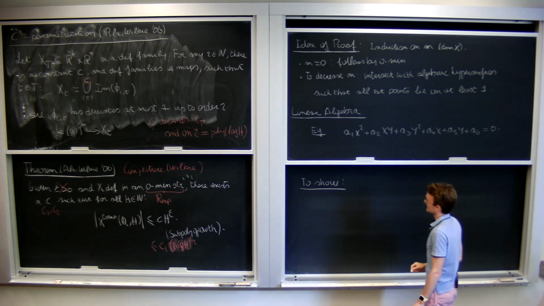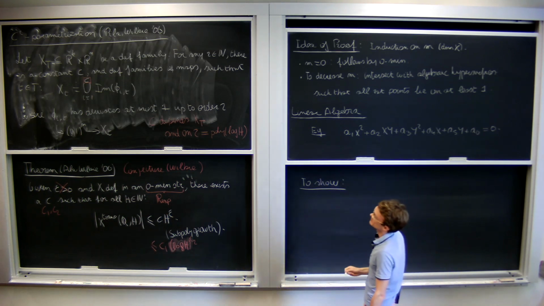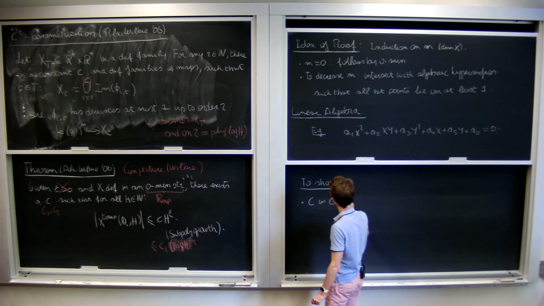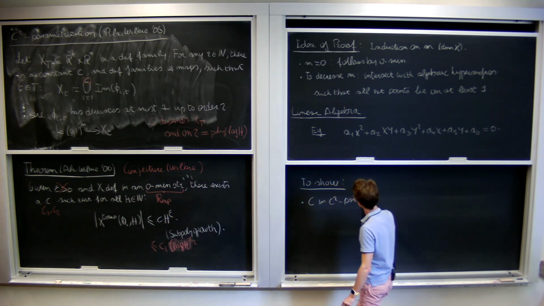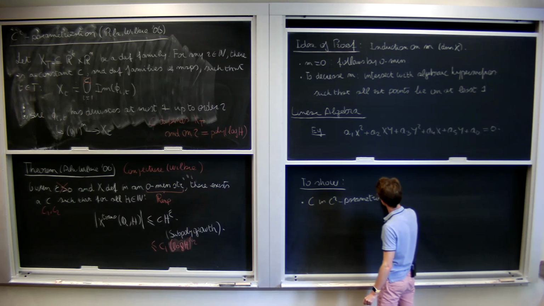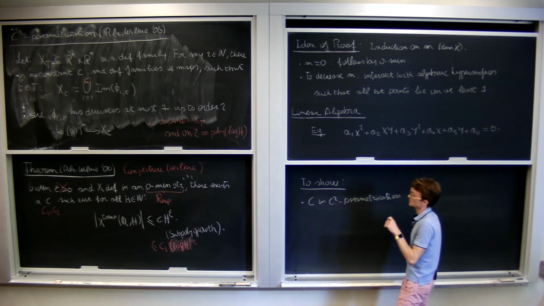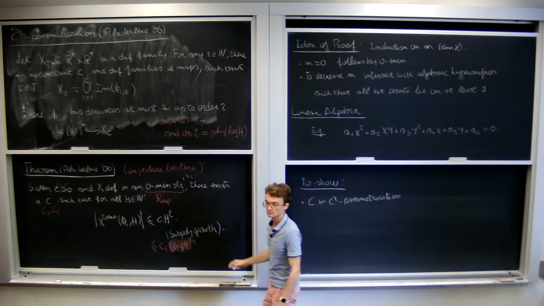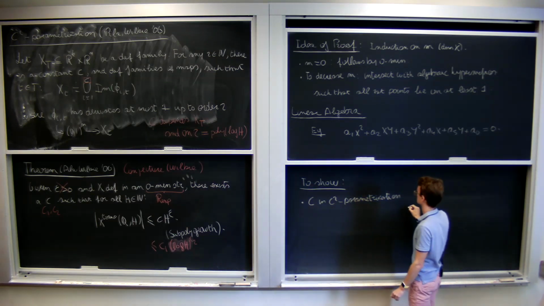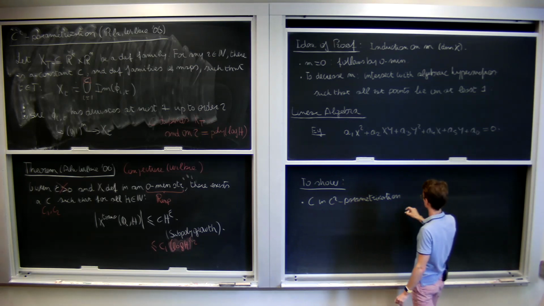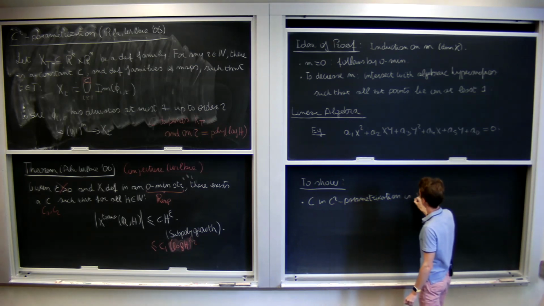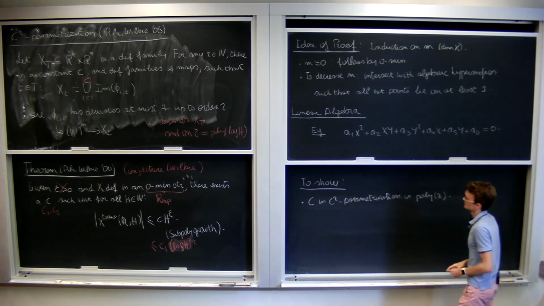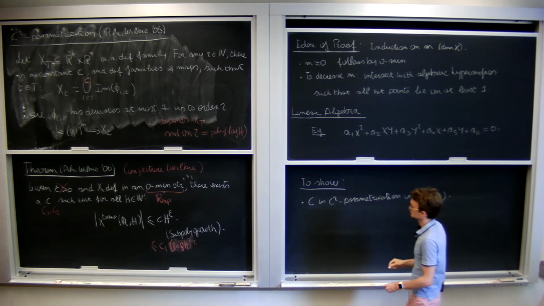So to show is that the C in the parameterization theorem depends polynomially on R. That's something that you will want to prove. C in parameterization is polynomial in R. That would be something you have to show.